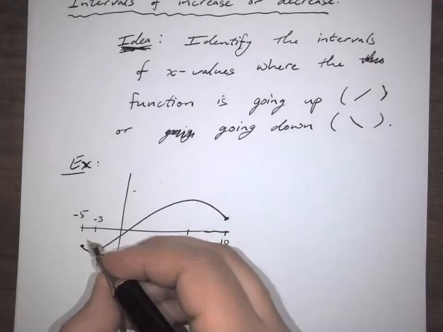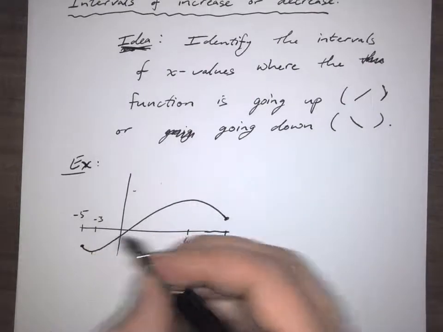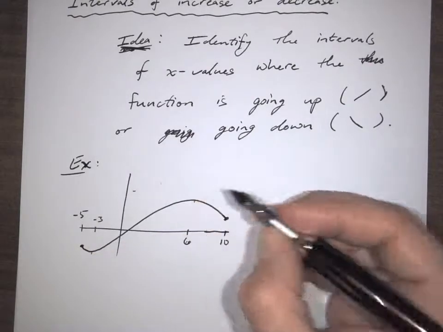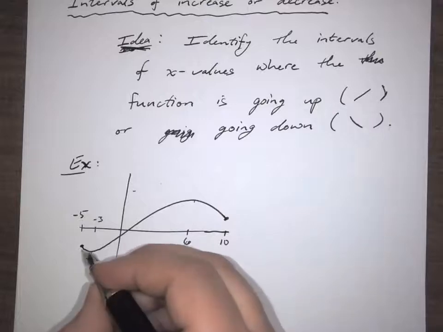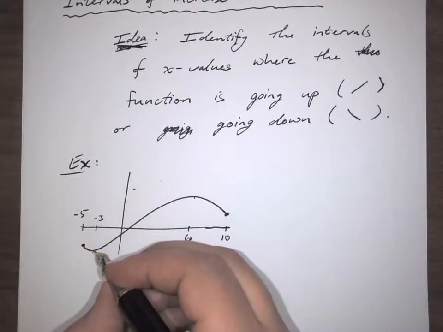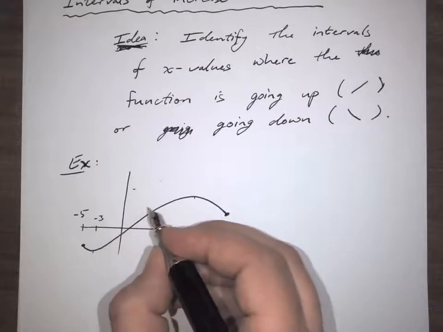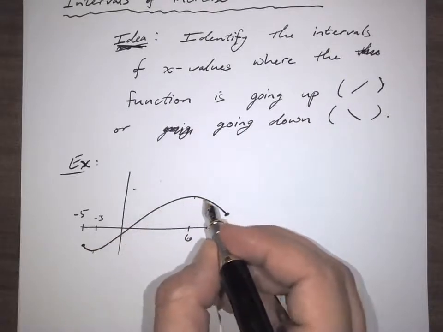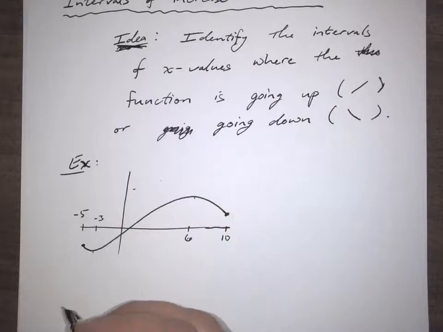Now, where is this function increasing? Where is it decreasing? Well, if we consider these to be the turning points, then you'll notice that it goes down to here, then up from here to here, then down from here to here. And the way we can write this is for the increasing.